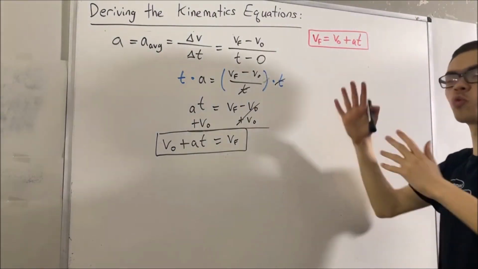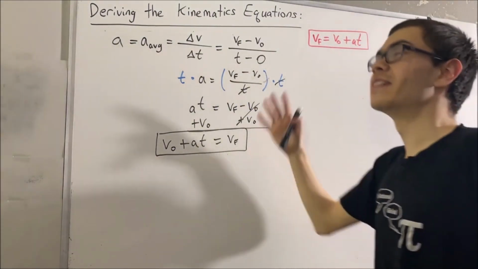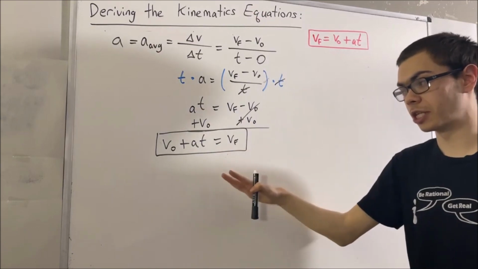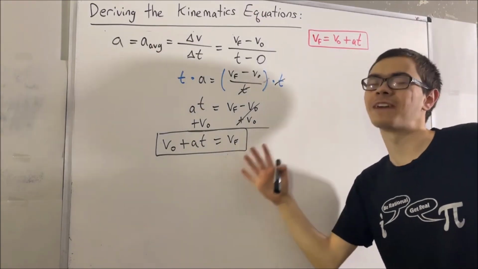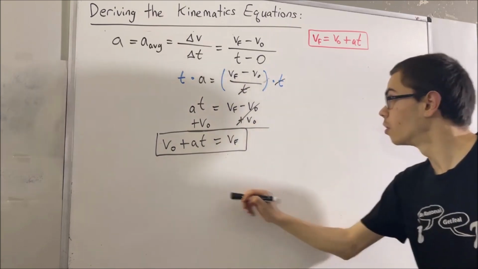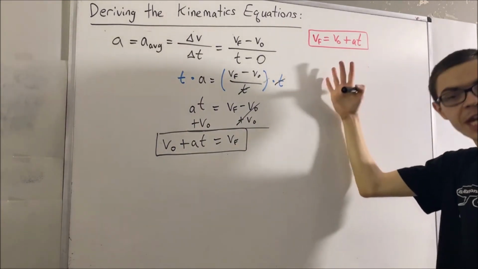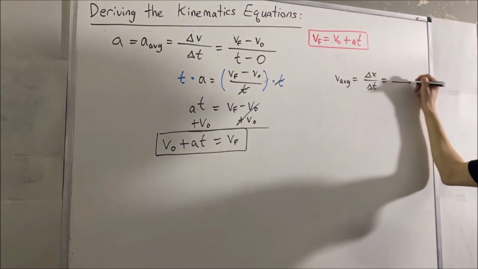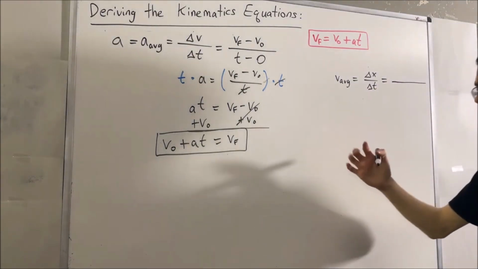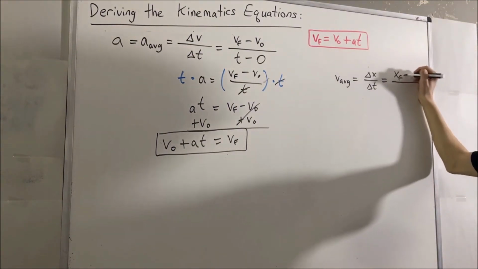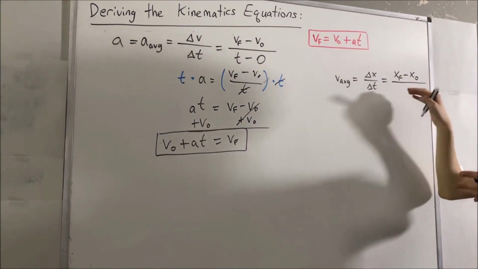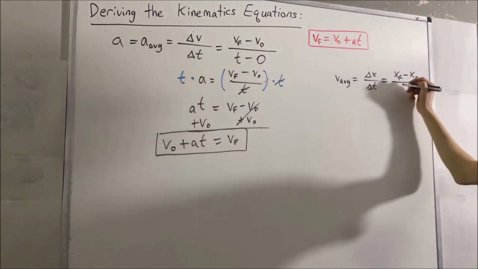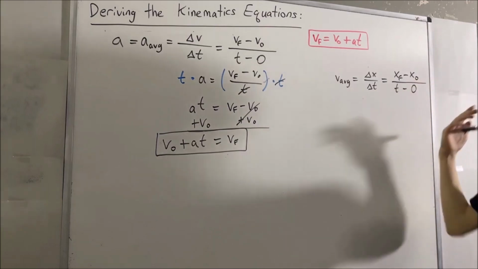Now notice, we derived this kinematics equation from the definition of average acceleration. For the second kinematics equation that we're going to derive, we are going to derive it from the definition of average velocity. So, average velocity, if you recall, is change in position divided by change in time. Now, change in position is really just final position minus initial position. And I'm just going to call the final position xf and the initial position x naught. And again, change in time is just final time minus initial time. Using the same convention, final time is just t, initial time is still 0.